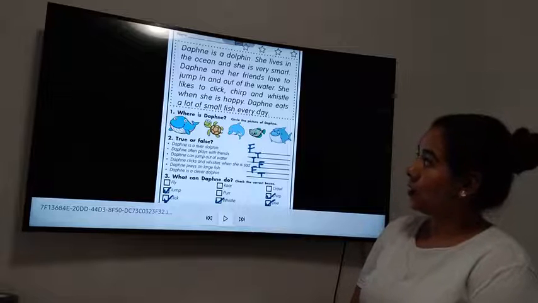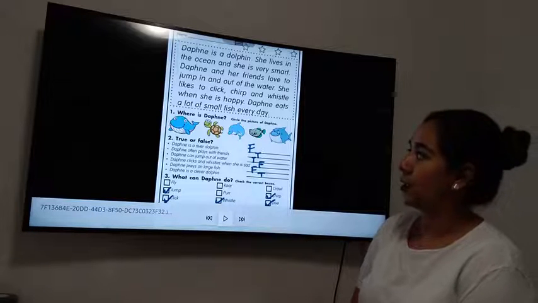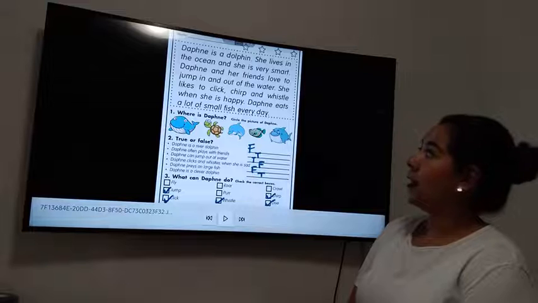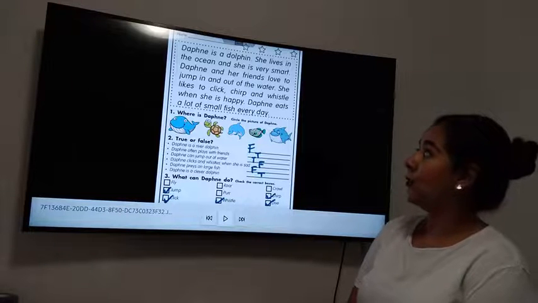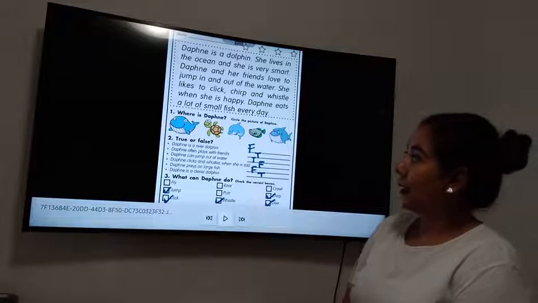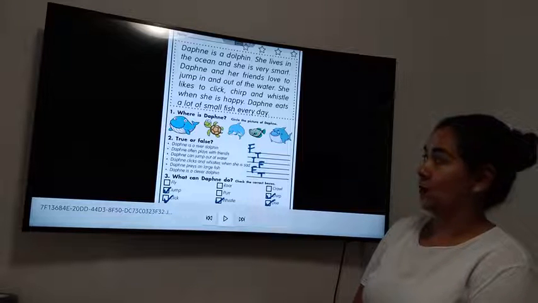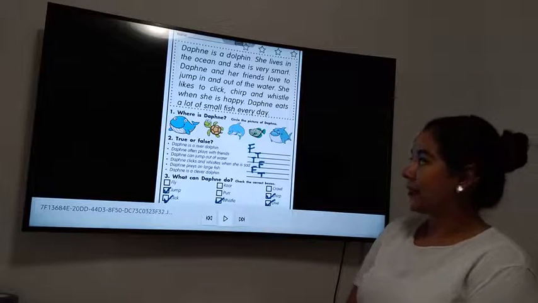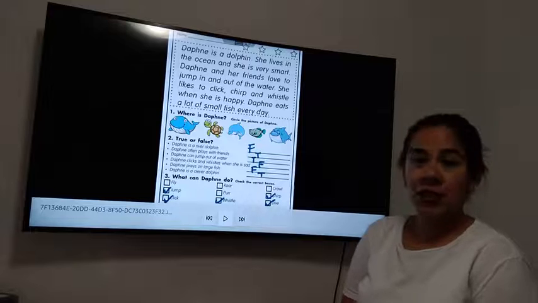Okay, we have: Daphne is a dolphin. She lives in the ocean and she is very smart. Daphne and her friends love to jump in and out of the water. She likes to click, chirp, and whistle when she is happy. Daphne eats a lot of small fish every day.